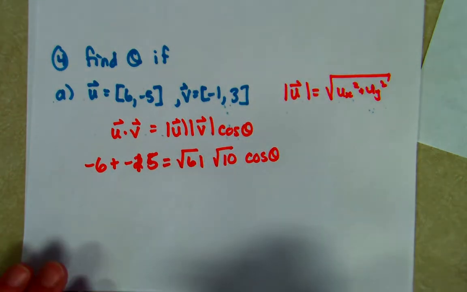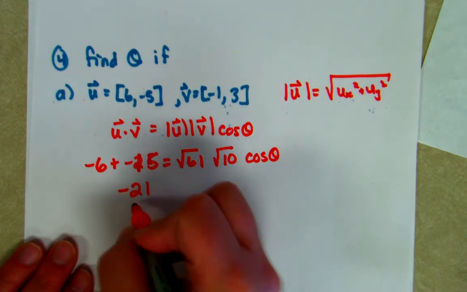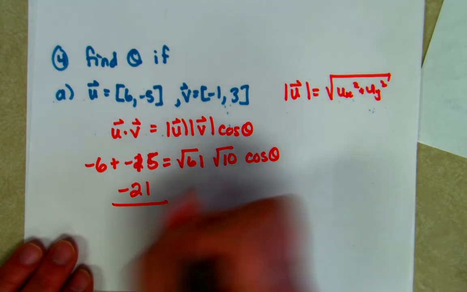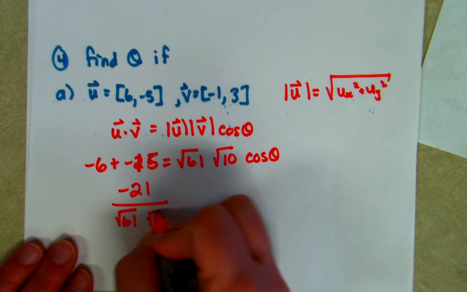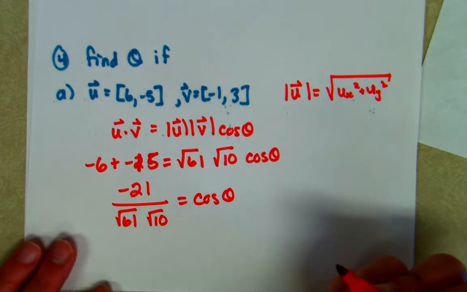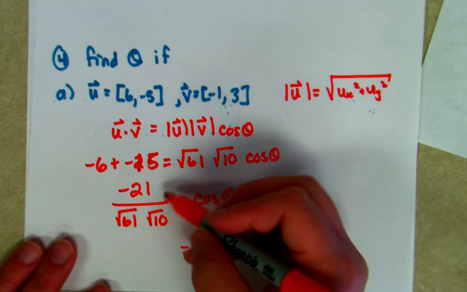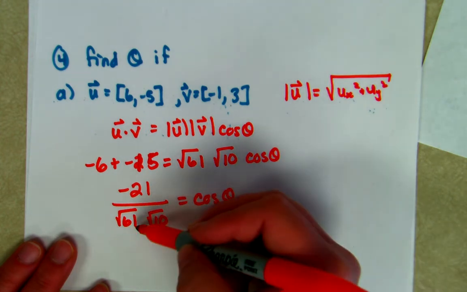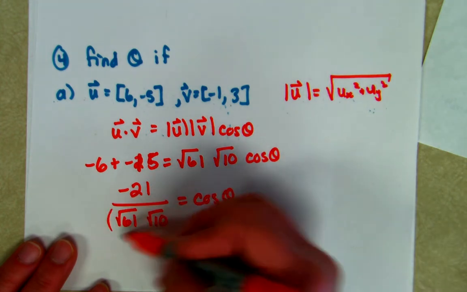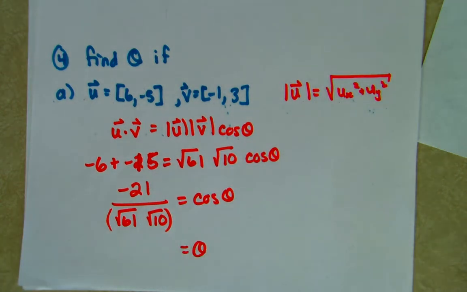And now I have cos theta. I'm going to add them on this side. So negative 6 and negative 15 gives me negative 21. And then I'm going to divide by root 61, root 10. And that gives me cos theta. And now to get theta, I'm going to ask my calculator. So I'm going to do negative 21 divided by root 61 and root 10. You may have to use equal signs or brackets. And then I'm going to use inverse cos to get my angle.